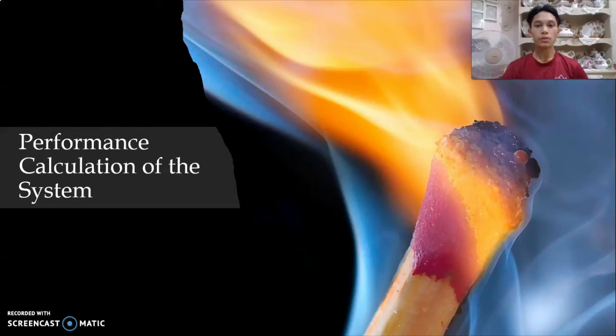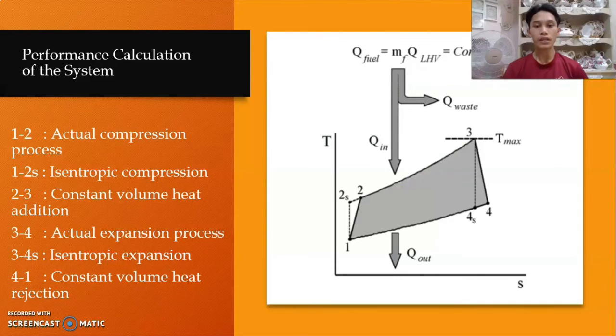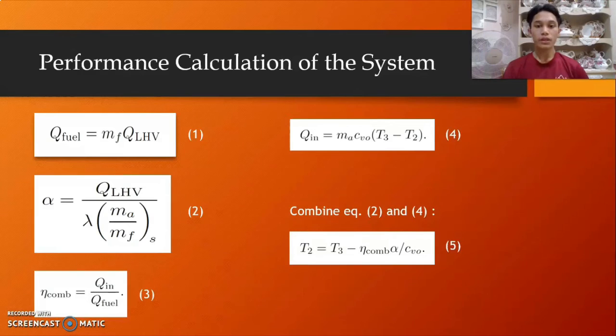Assalamualaikum warahmatullahi wabarakatuh. My name is Norazi Shairani bin Safi'i and I will talk about the performance calculation of the system in our study journal. This is the TS diagram for an Otto cycle. There will be an actual and ideal in the compression and expansion process which involve between state 1 to 2 and 3 to 4. First and foremost, in order to find the amount of fuel energy needed per cycle, we're going to apply the first equation as shown.